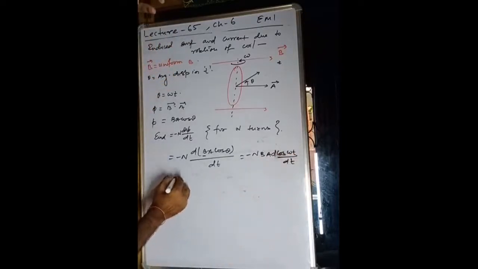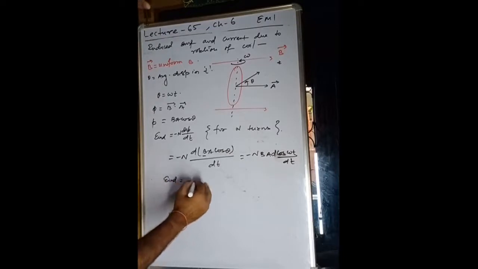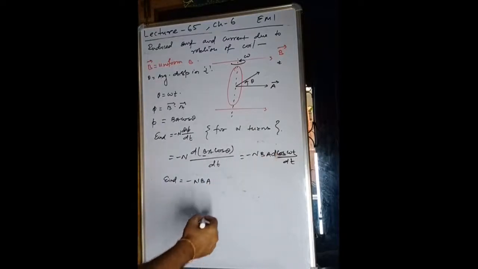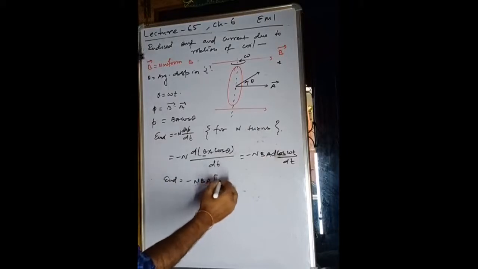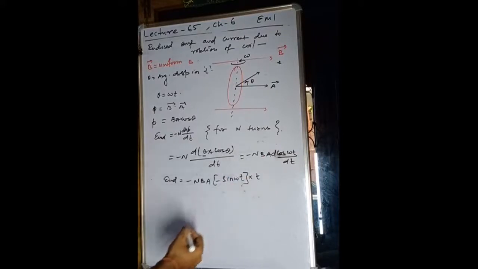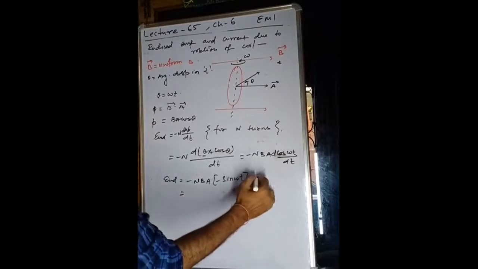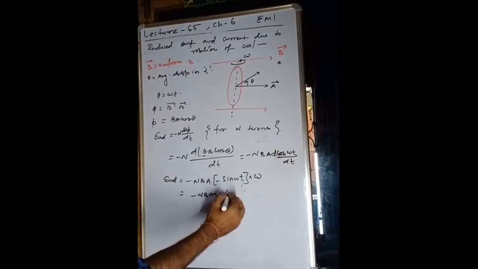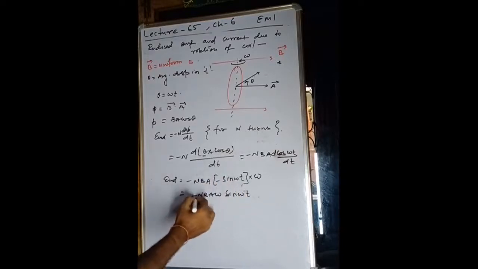So this E induced will be how much? Minus n B A, and cos omega t will be differentiated with respect to time. It will be minus sin omega t into omega. So it is n B A omega sin omega t. This minus becomes plus, I think. Yes.